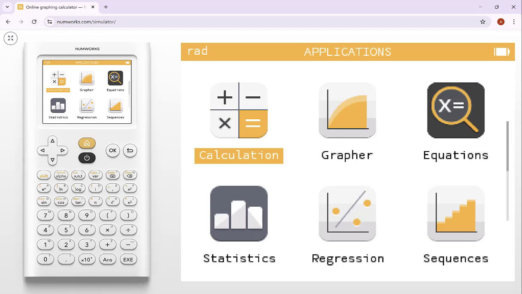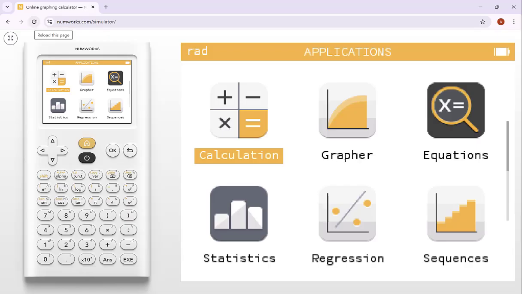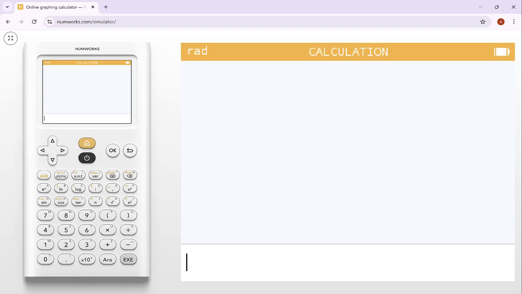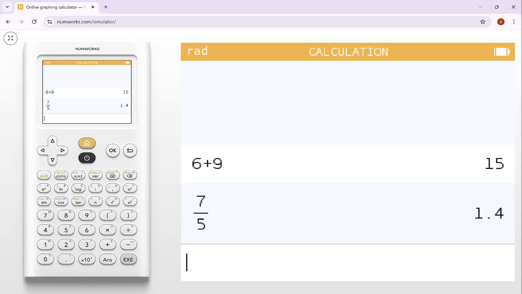We want to graph the function y equals 3x squared plus 10x minus 8. So let's go ahead and do that. To graph it, we're going to go to the grapher. Calculation, if I hit enter right now, this would be for standard calculation. So like 6 plus 9 equals 15. Great. 7 divided by 5 is 1.4 or 7/5. I can also scroll up and highlight things. So it's 7/5, it's 1.4.